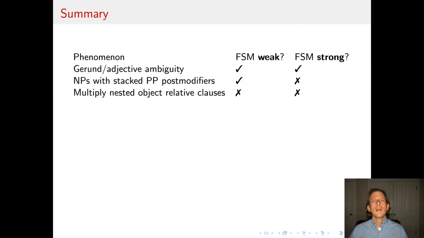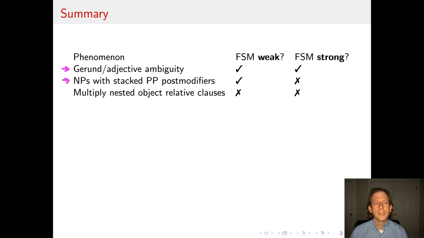So to summarize, we've seen three syntactic phenomena in English. We looked at a relatively simple case of a gerund adjective ambiguity. We saw another case of NPs with stacked prepositional phrase post modifiers. In both of those cases, we were interested not just in the weak generative capacity, but the strong generative capacity. Are there structural descriptions that we could assign to the strings that we were interested in? And what we found is that for the gerund adjective ambiguity, finite state models could do both the weak generative capacity problem, model all the strings, which strings are and aren't accepted, and it could also do the strong generative capacity component of assigning structural descriptions.